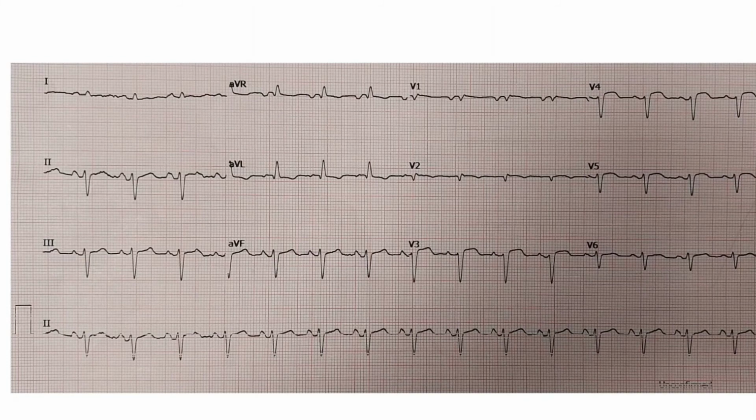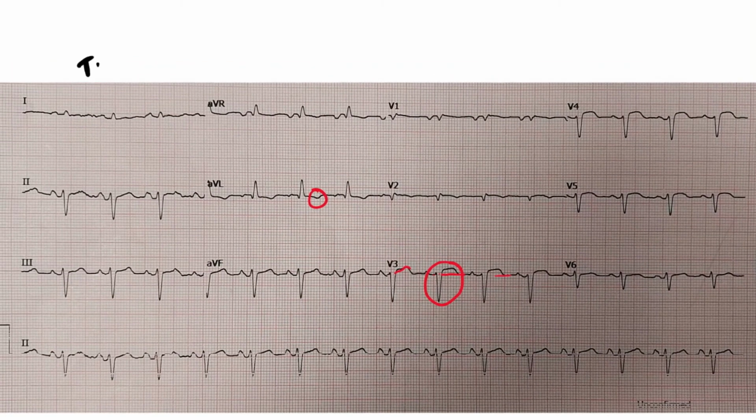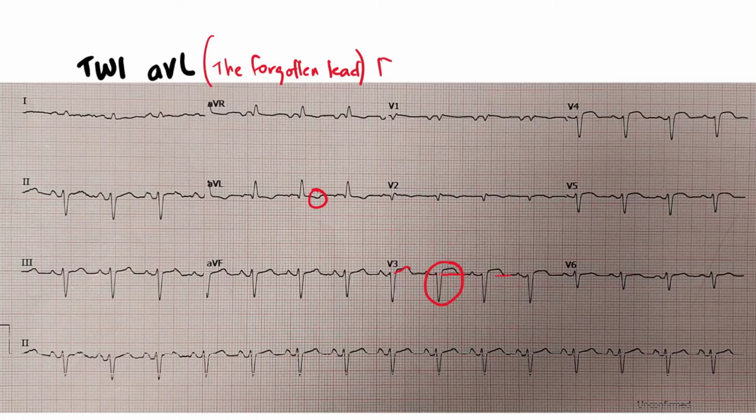The next two ECGs are going to be from the same patient with a difference of 30 minutes in between. You can see that there is minimal ST segment elevation in lead V3. And at the same time, you can see T-wave inversion in AVL, which is very important. T-wave inversion in lead AVL is actually important because it is supposed to be the forgotten lead, and not a lot of people look at it. But it is an important precursor to a STEMI in certain conditions.